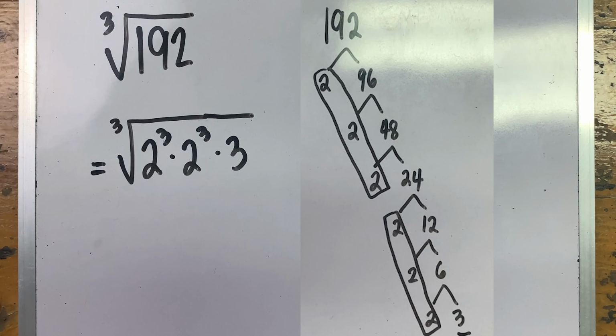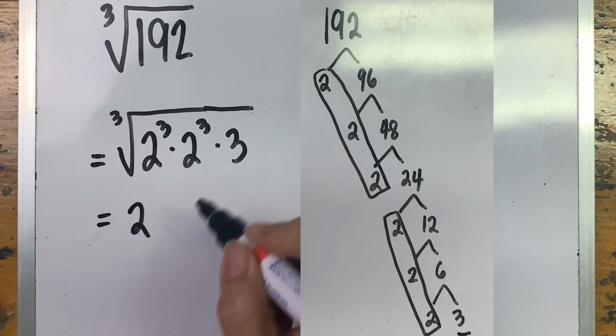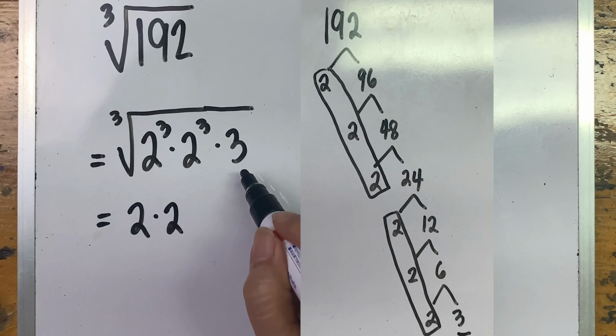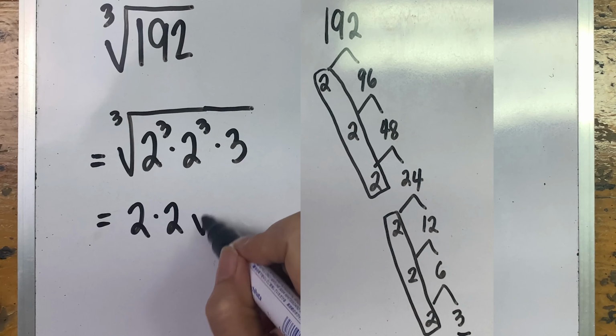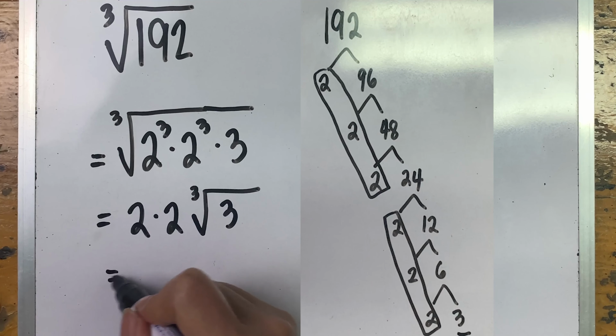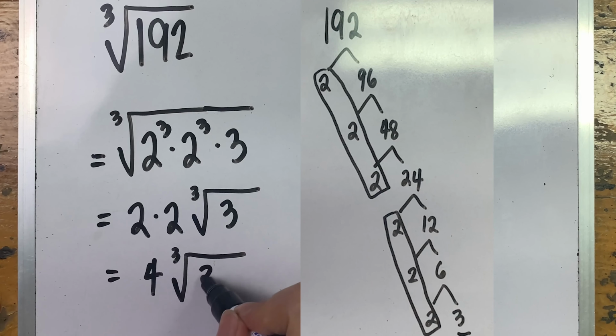Okay, extracting the cube root of 2 cube will give us 2. Ganun din dito. And since 3 cannot be extracted, iiwan na lang natin siya sa loob ng radical sign. So 2 times 2 gives us 4 cube root of 3.